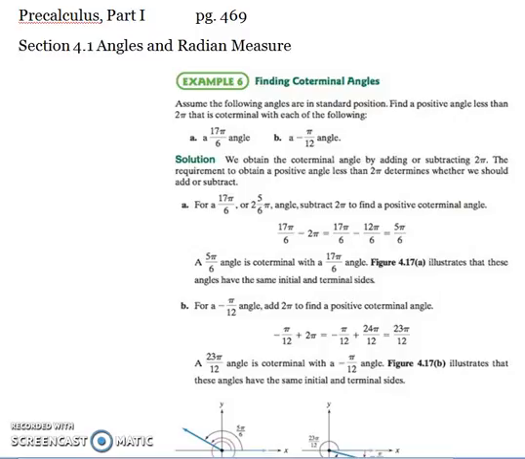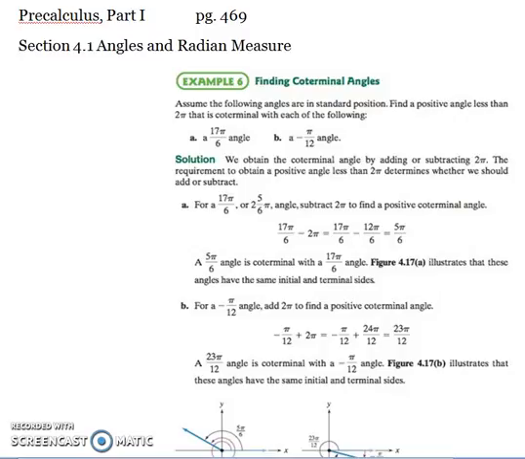The difference is now we're going to find coterminal angles when the angles are in the form of pi, or radians, okay? The only difference is instead of adding or subtracting 360, we're going to add or subtract 2 pi. Because 2 pi and 360 are the same thing.